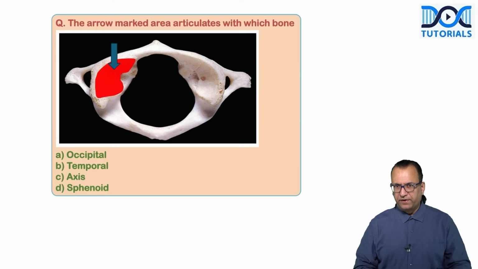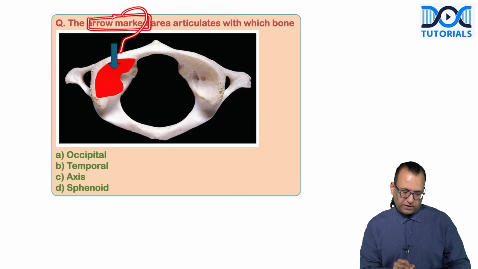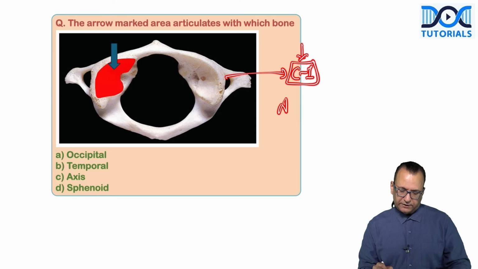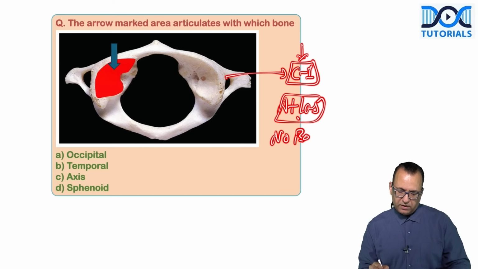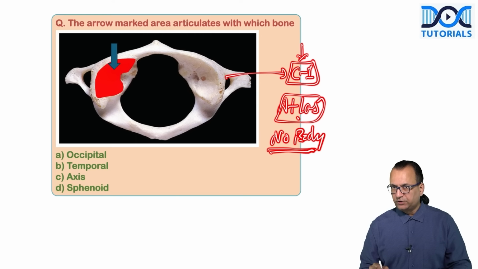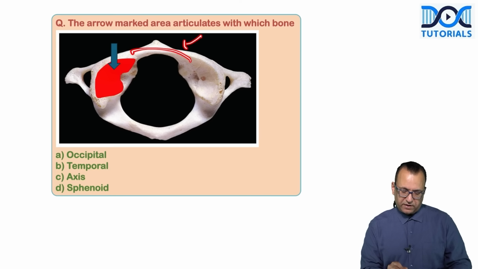One vertebral bone is given and the area is marked here. They are asking about this marked area, the red color, is articulating with which bone? This is C1 vertebra, that is the atlas vertebra, identified by the fact that it has no body. There is no body with the atlas vertebra, and it is having some arches, like this is the anterior arch, that is the posterior arch.